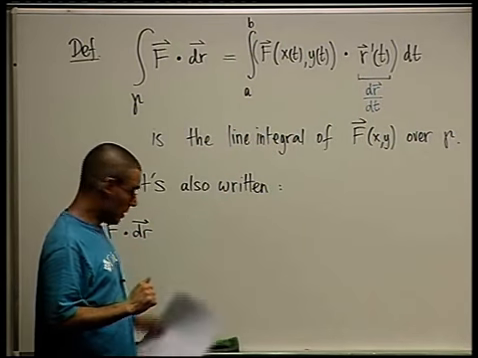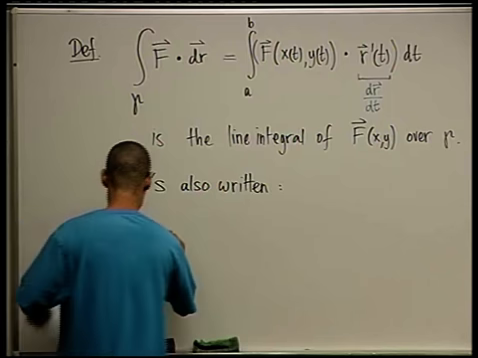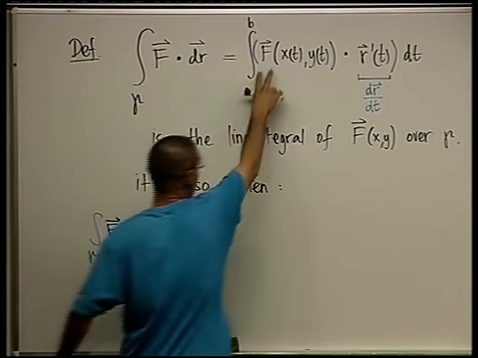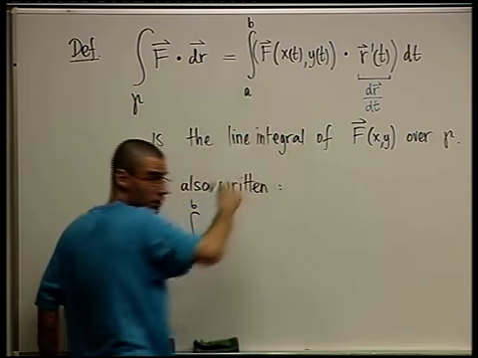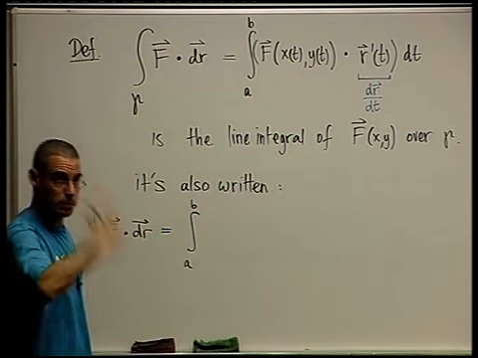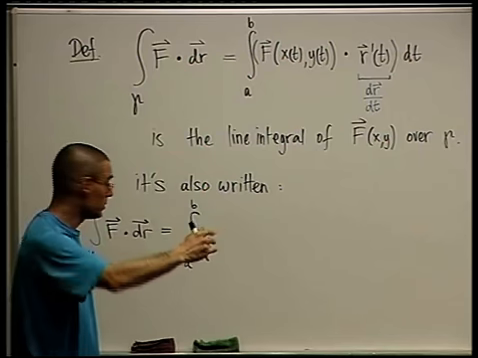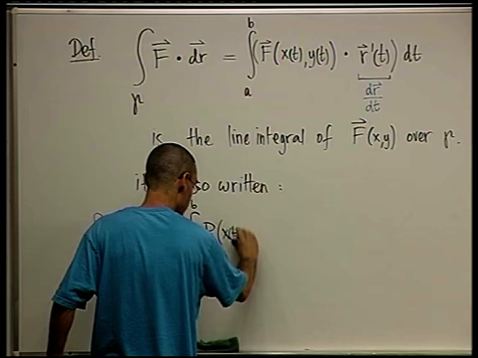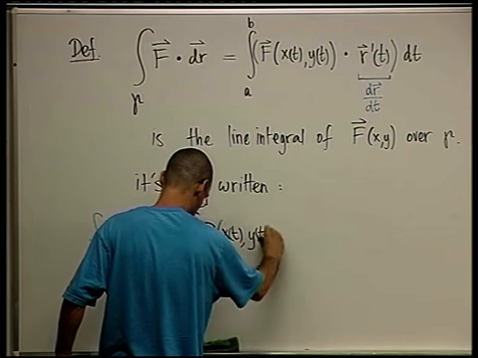Clear? You understand why it's written like this, why this is indicative of what it really is. Okay, so let's open it up. What do we have here? We have the integral from a to b. What is F? F is a field. It has two components, P and Q, right? So we have P of x of t, y of t. We'll do an example in a minute.